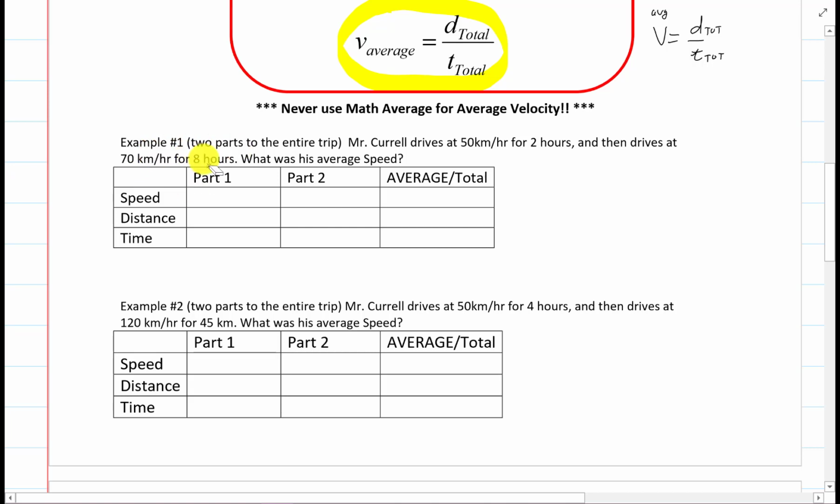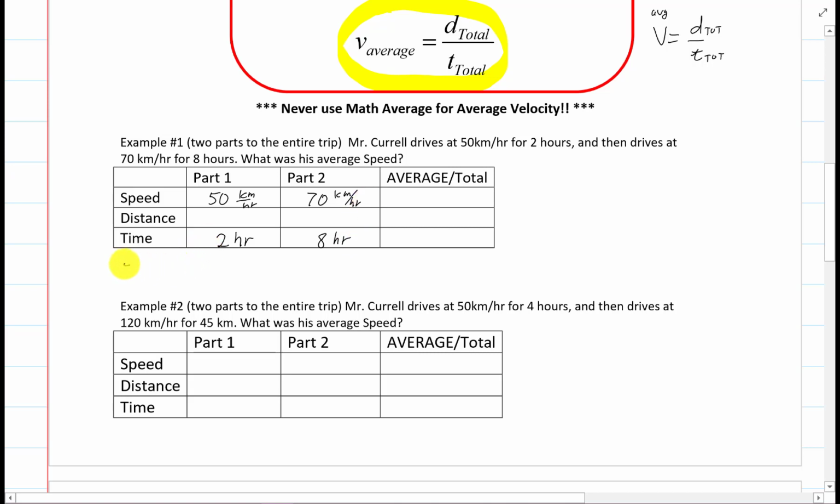I organize my stuff in charts just so you can see it through and it will help you. Part 1, I did 50 kilometers an hour and a distance of, I don't know, but I got the time of 2 hours. And what else is given? In part 2, I went 70 kilometers an hour and a time of 8 hours.